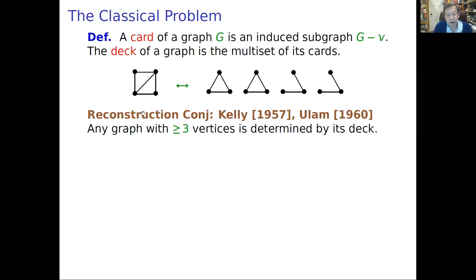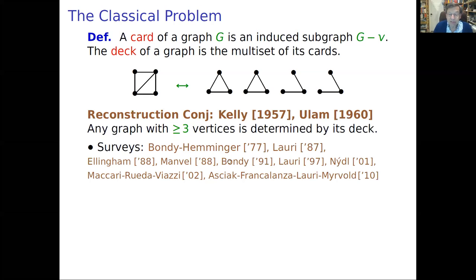So this is our problem in general. The reconstruction conjecture, a famous conjecture by Kelly and Ulam, is that any graph with at least 3 vertices is determined by its deck in this way. Now actually the conjecture appeared 15 years earlier in Kelly's thesis in 1942. So the problem is almost 80 years old and we do not know whether this is true.